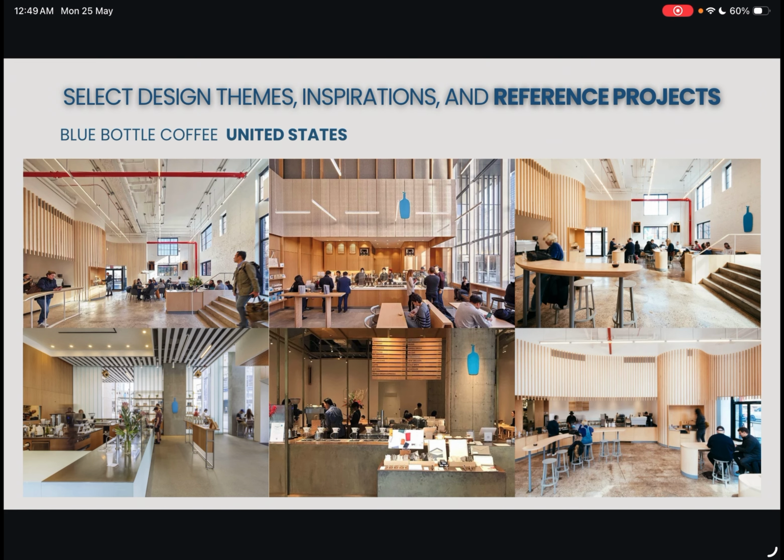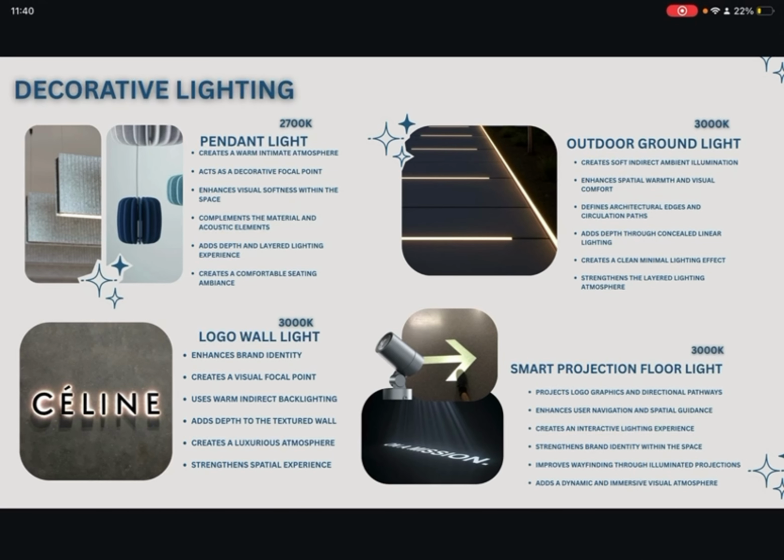Selecting lighting techniques and fixtures. So the first one is decorative lighting. We have pendant light, logo wall light, outdoor ground light, and smart projection floor light. We will start with pendant light, which creates a warm illumination atmosphere and acts as a decorative focal point, enhances visual softness within the space, complements the materials and acoustic elements, and adds depth and a layered lighting experience. So it creates a comfortable seating ambience.